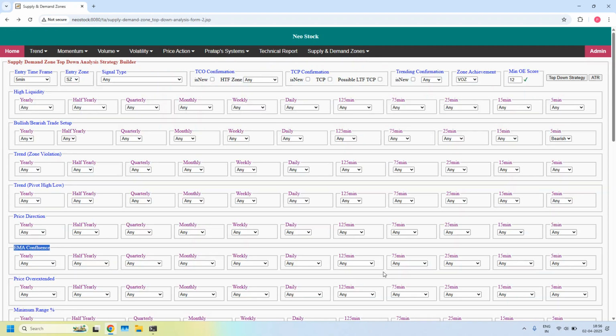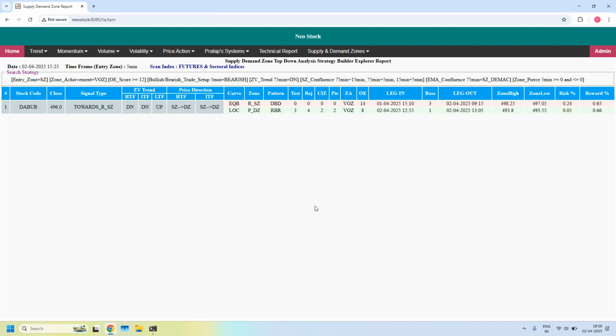In the EMA confluence at 75 minutes time frame, I am setting the filter: 75 minute supply zone is having daily EMA confluence or not. At the same time, the trend on the 75 minutes should not be sideways. It should be downtrend because it is bearish trade setup. So with these filters, we got the stock. So that means this 5-minute supply zone might be having even more high probability to get success compared to the other zones.